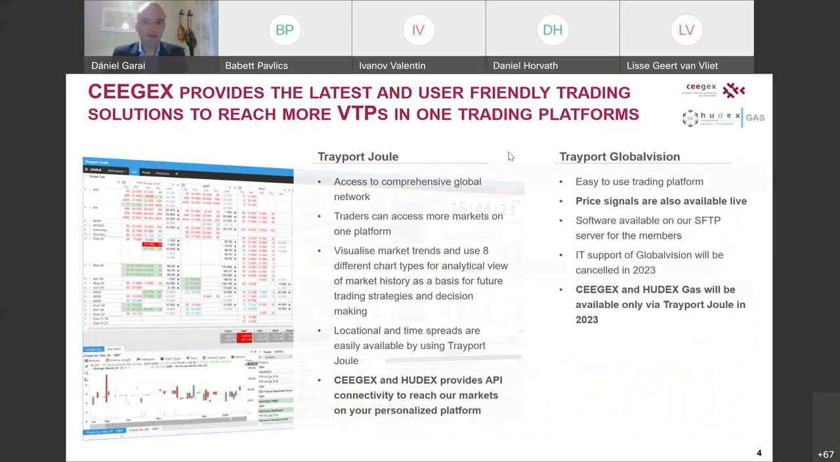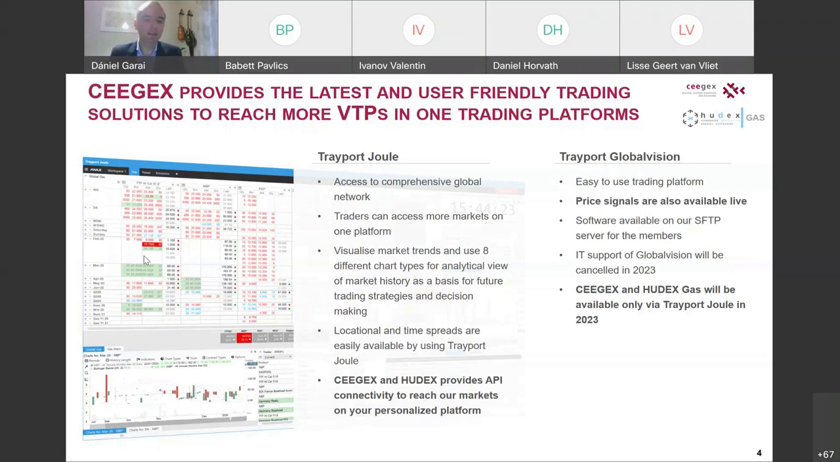About the trading solutions, I don't want to talk too much about that, but basically, like I said, with Trayport Joule and Trayport Global Vision is available on our markets. The Global Vision is the one that is basically by default in the package for someone who enters our market. But you also have to be aware that the support of this Global Vision software will be cancelled in 2023. So after that, only the Trayport Joule version will be available, which is a more developed version.